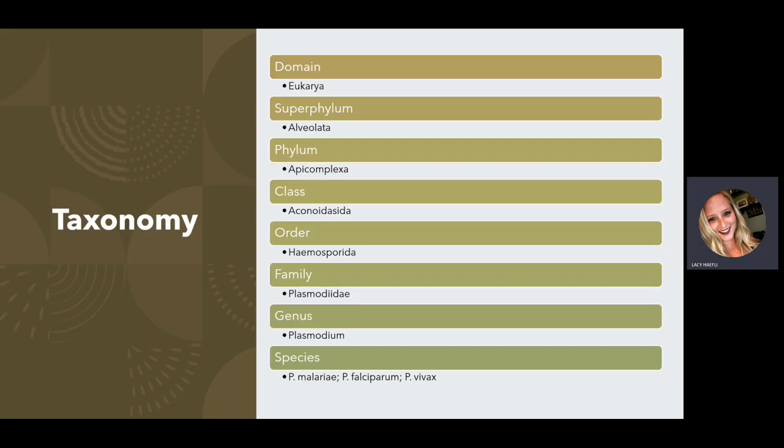So, all of the types of malaria that infect humans all come from the genus Plasmodium. So there are multiple species that do infect humans and cause these symptoms that we see, including Plasmodium malariae, Plasmodium falciparum, and Plasmodium vivax.